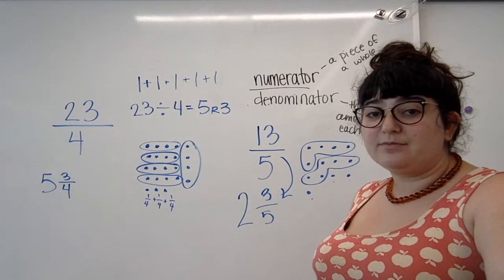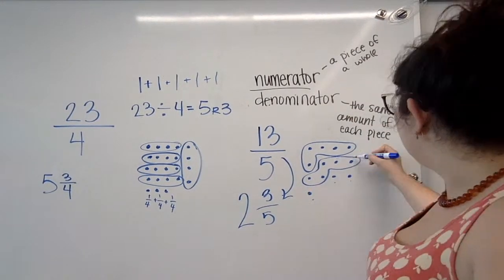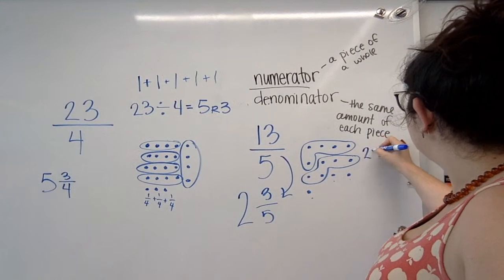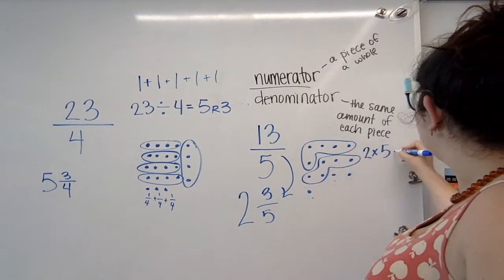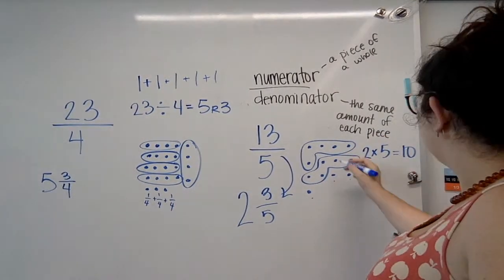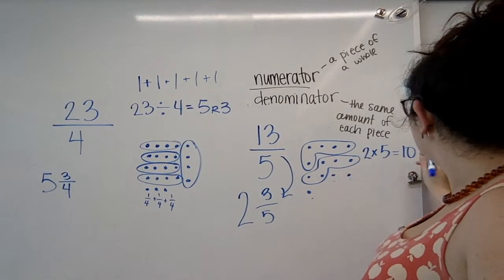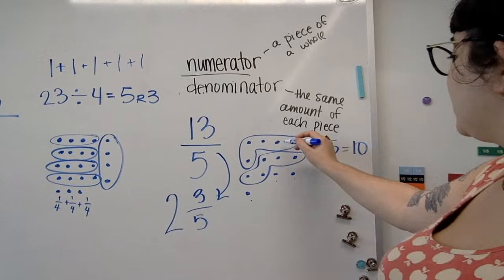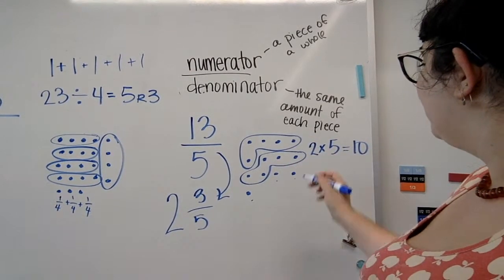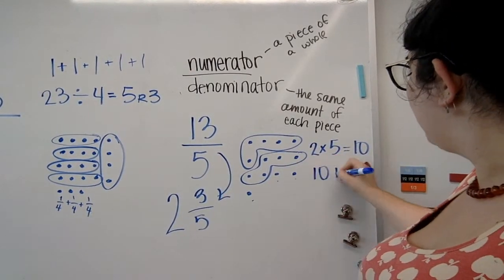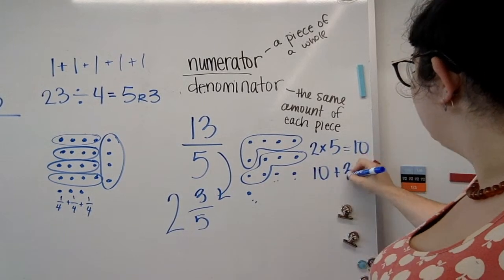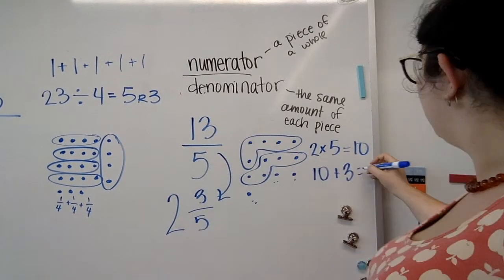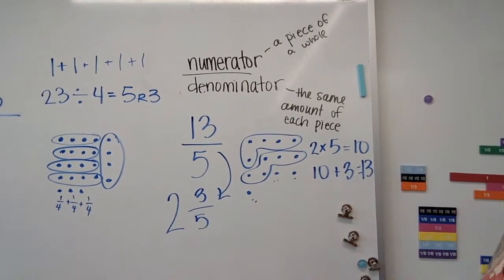Absolutely. And really we're thinking, well, it's because I have 2 groups of 5. I know that that equals 10, right? Plus my 3 parts. Right? I have 2 groups of 10. So then 10 plus my 3 parts is going to show me how many pieces I have in total.